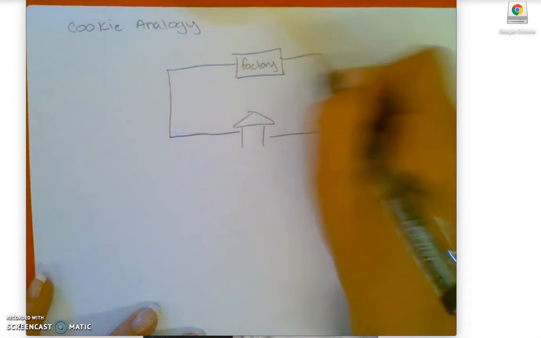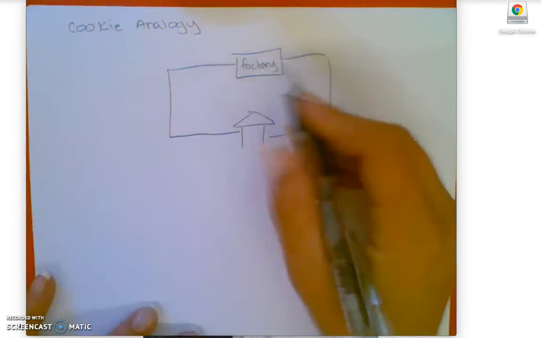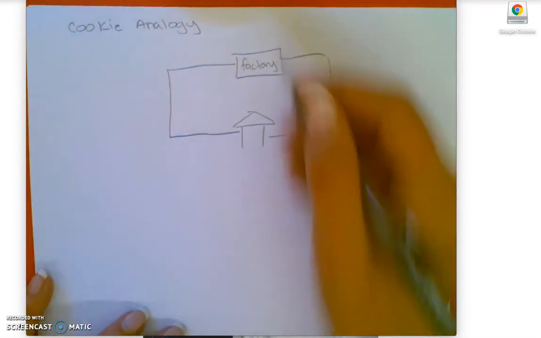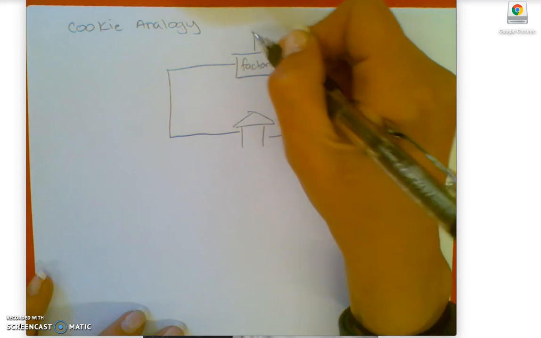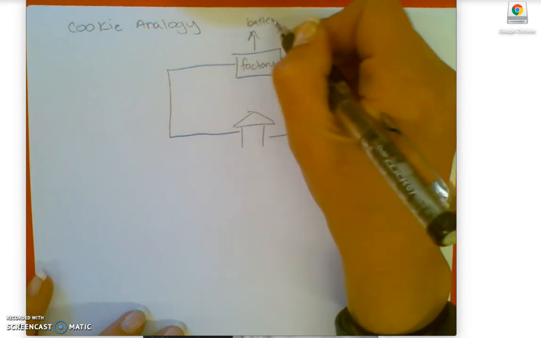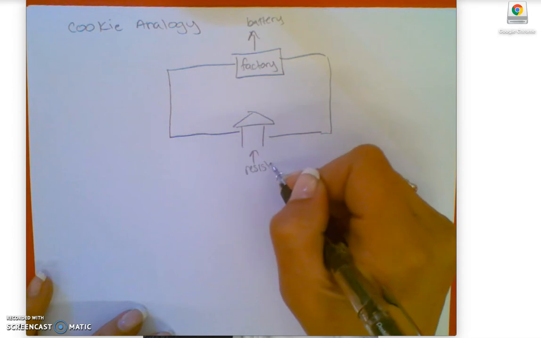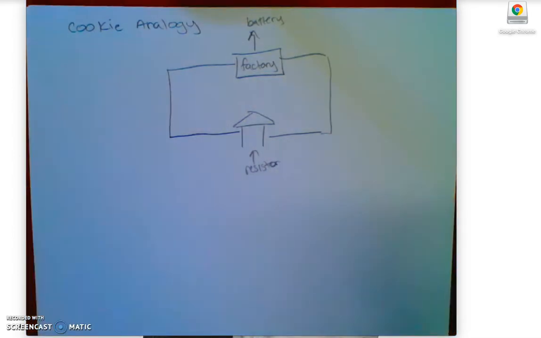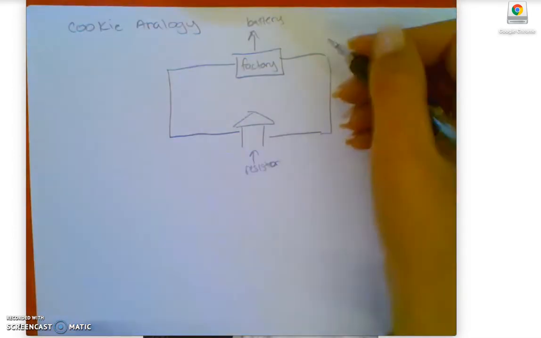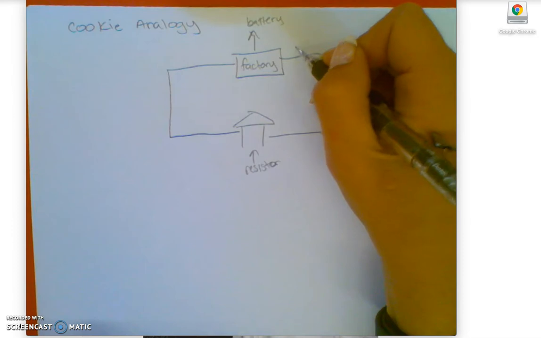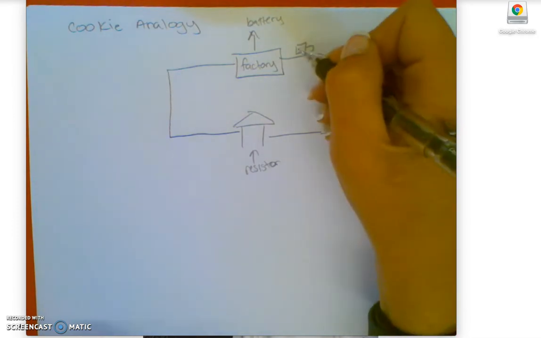Okay, and this is the road from the factory to the house, okay? This is going to be like our battery, okay? And this is going to act as our resistor. So in this case, we can kind of consider it like a light bulb, okay? But that's a resistor.